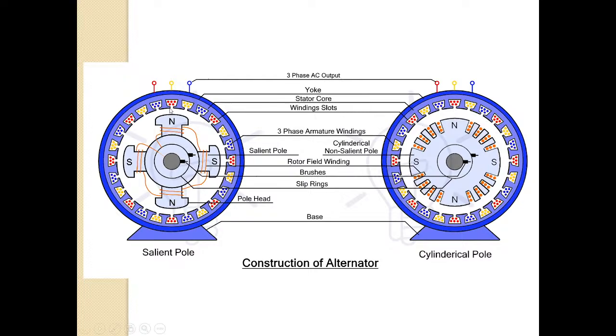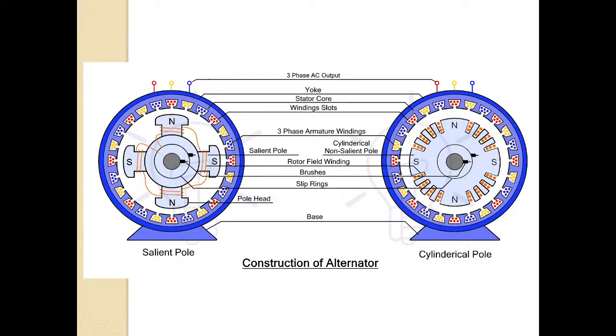So the alternator will have a stator and rotor. The armature windings will be placed in the stator, and in the rotor the field windings will be placed. Rotors can be of two types: salient pole type or cylindrical pole type. You can see this is one type of rotor, and this is another type of rotor.